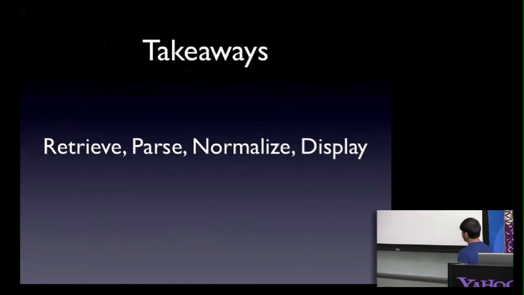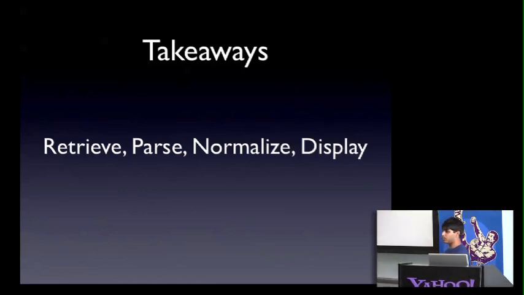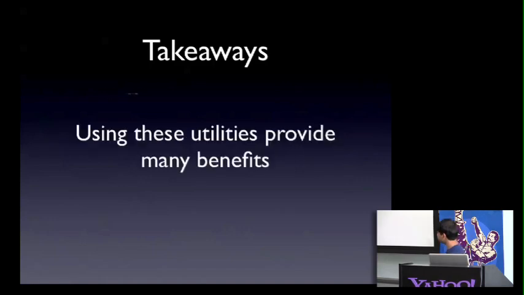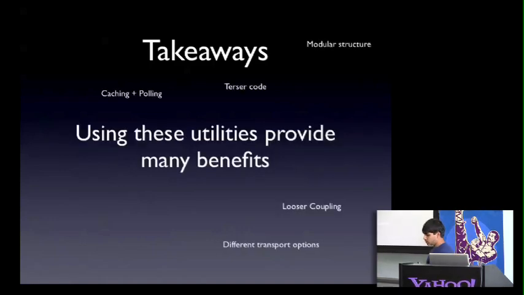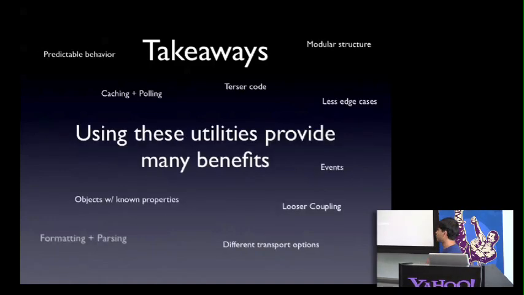So some takeaways that hopefully you have got from this talk is this idea of this data lifecycle: retrieving, parsing, normalizing, and displaying, and working with the utilities that YUI 3 provides you to help with each step to manage that data better. So using these utilities in YUI 3 gives you a lot of benefits, and I've listed some of them here. We've kind of talked about all of these in some context. You have events that you can hook into for custom logic, looser coupling between the front end and the back end because you're working off JSON now.